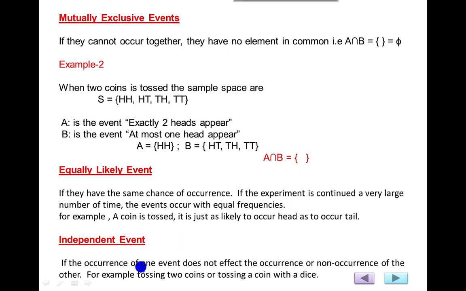Independent event: if the occurrence of one event does not affect the occurrence or non-occurrence of the other. For example, tossing 2 coins or tossing a coin with a dice. Suppose you throw a coin 2 times or 2 coins 1 time, if the first time head appears, the second time maybe head, maybe tail.